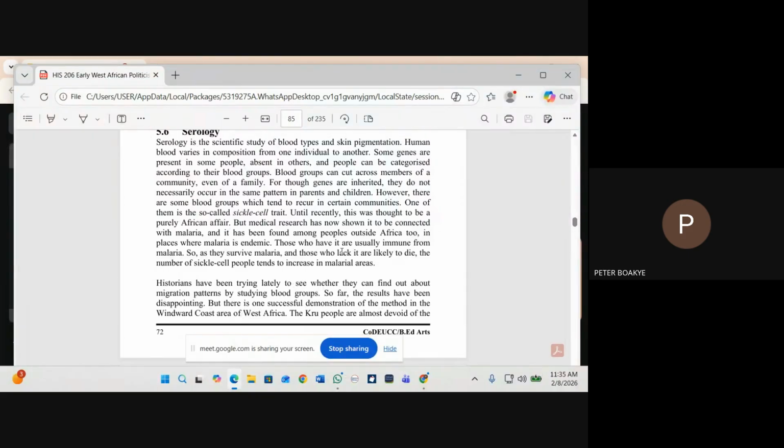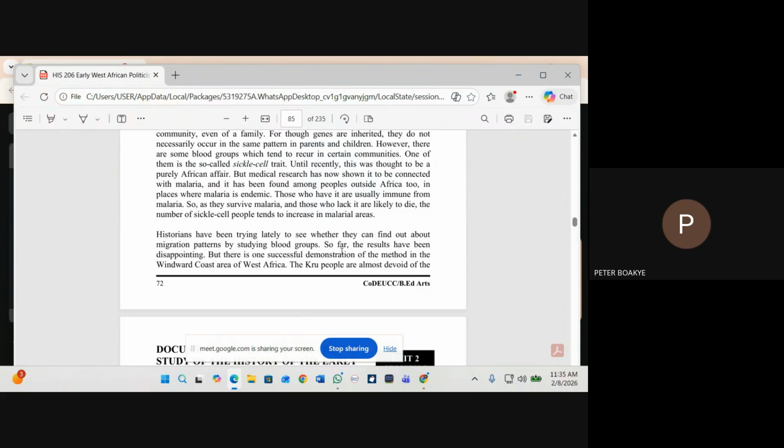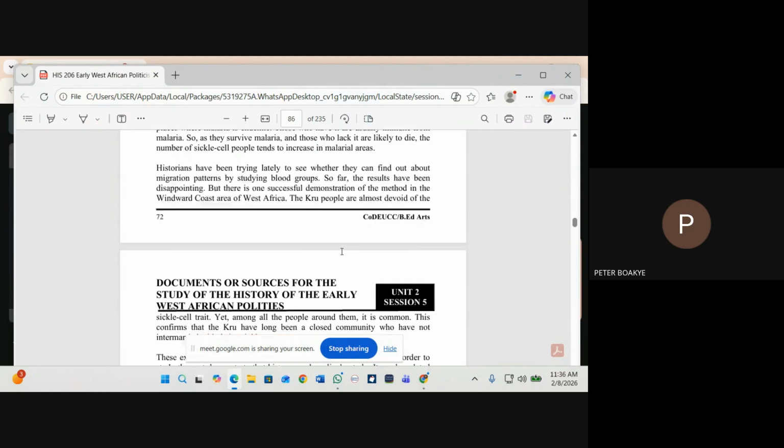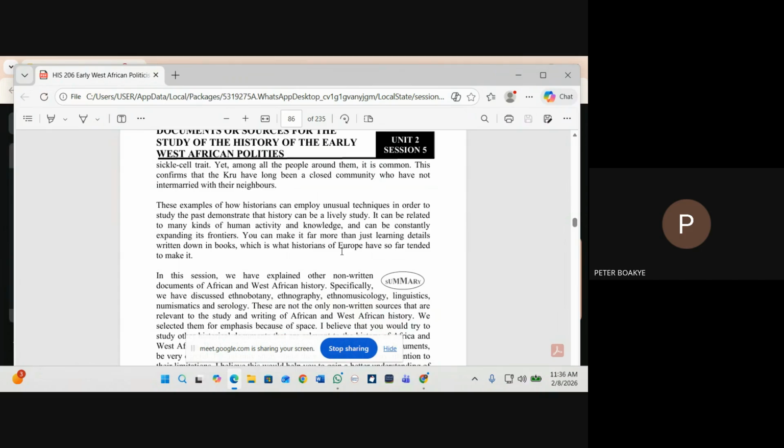Okay, now through the study of serology, we know that the Kru of Liberia do not have sickle cell trait in their blood because they do not marry outsiders. Historians have been trying lately to see whether they can find out about migration patterns by studying bird groups. Anyway, the Kru people, as I've already said, are devoid of sickle cell trait, and this came to light through the study of serology. Take note of that. A very, very important contribution that serologists have made to knowledge.